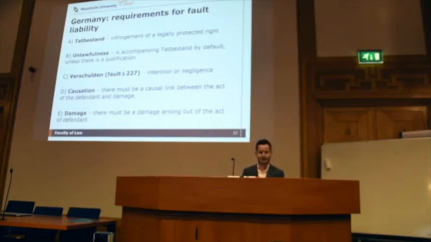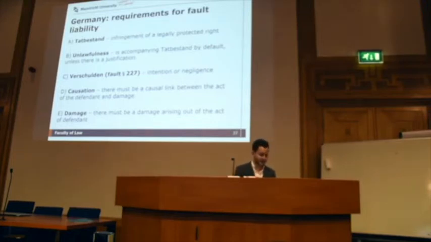On the other hand, paragraph 826 requires intentional unethical conduct, contra bonos mores. Paragraph 826, however, unlike paragraphs 823 1 and 2, requires intention. Therefore, negligence is not sufficient to apply this paragraph.